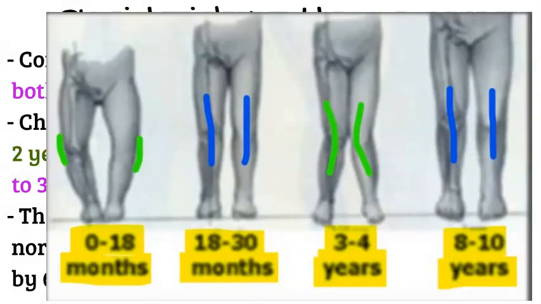This figure illustrates the physiologic bow legs. During 0 to 18 months, children usually have bow legs, and at 18 to 30 months it would be slightly corrected. And then at the age of 3 to 4 years, there will be a knock knee, and at 8 to 10 years, it will become normal.